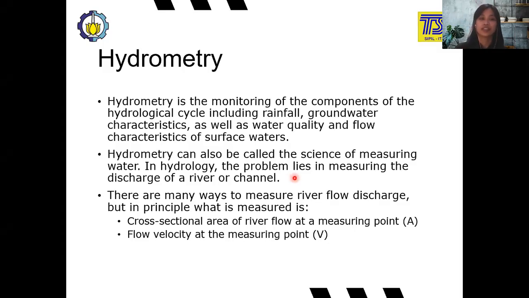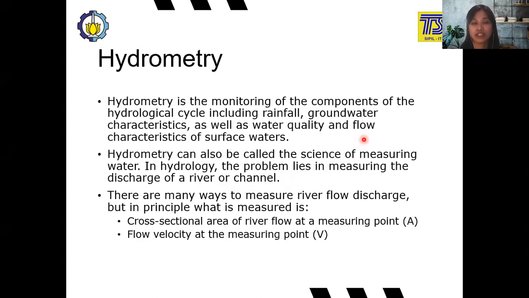Yeah. First, we will talk about hydrometry. So hydrometry is the monitoring of the components of the hydrological cycle, including rainfall, groundwater characteristics, as well as water quality and flow characteristics in the surface water. And hydrometry can also be called the science of measuring water.